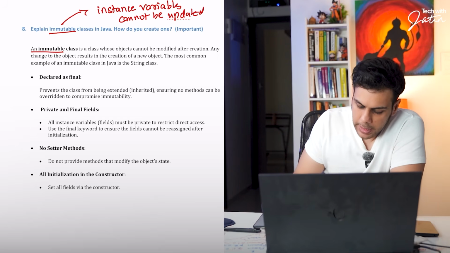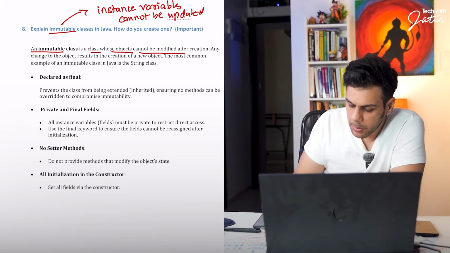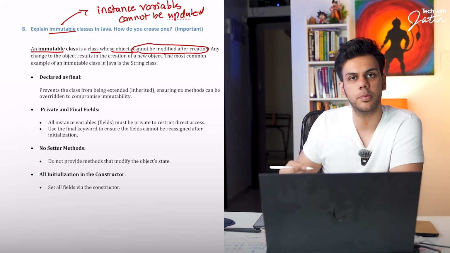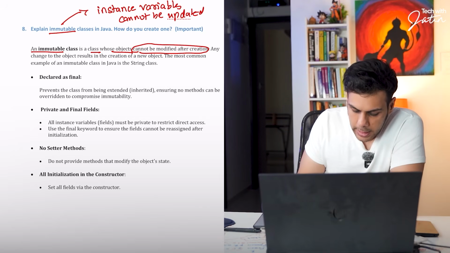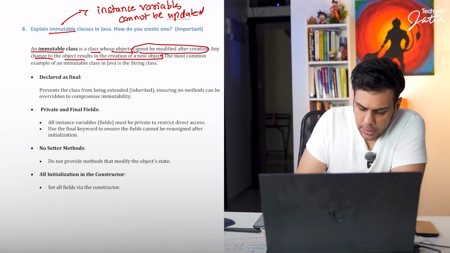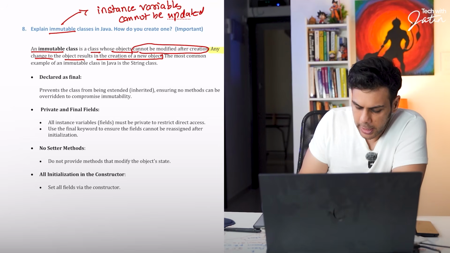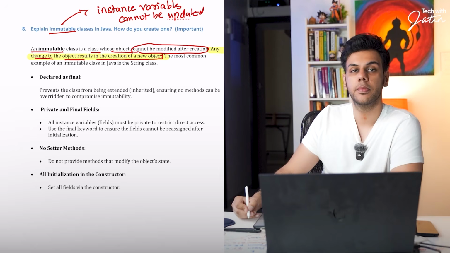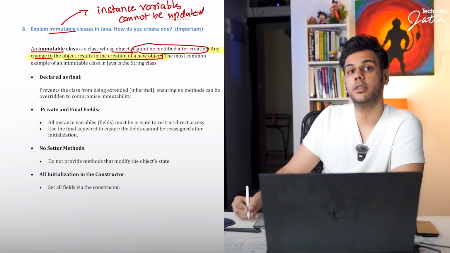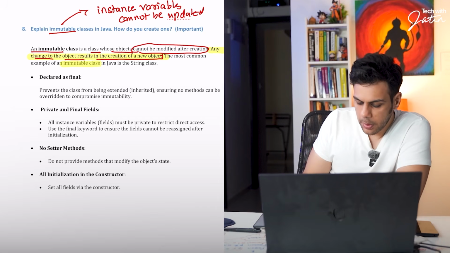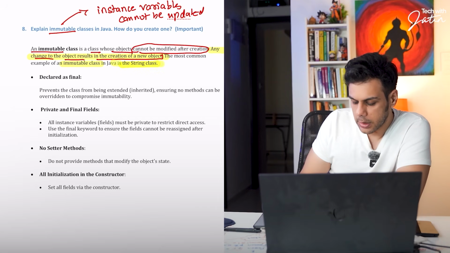So, an immutable class is a class whose objects cannot be modified after creation. Those instance variables of this particular object cannot be modified. Any change to the object results in the creation of a new object. You have seen this in one of the Java topics: whenever you modify a string, a new string gets created, right? The most common example of an immutable class in Java is the String class.